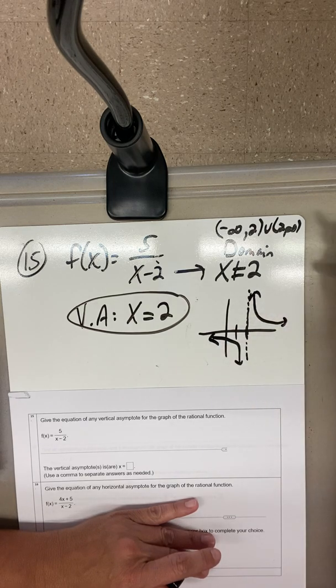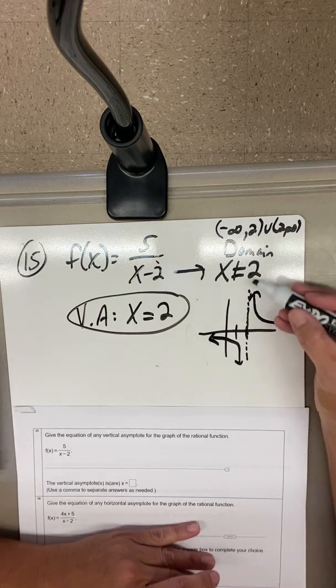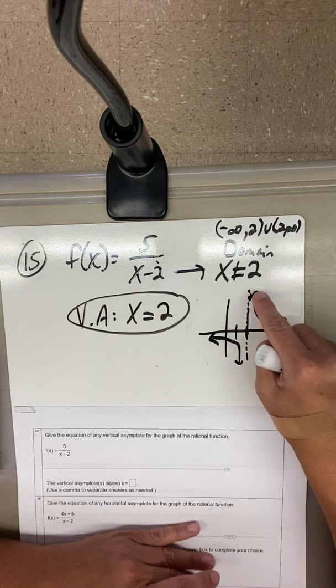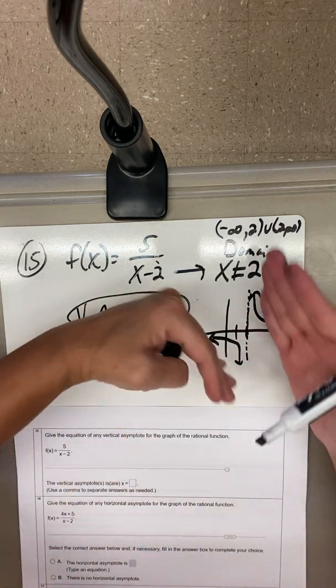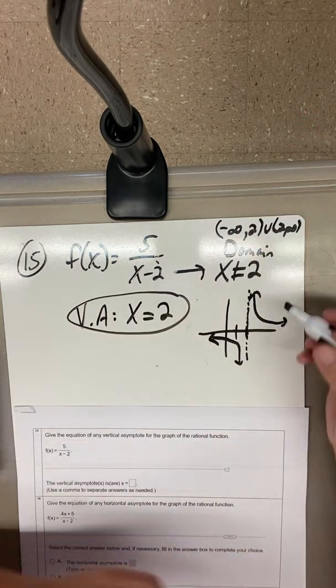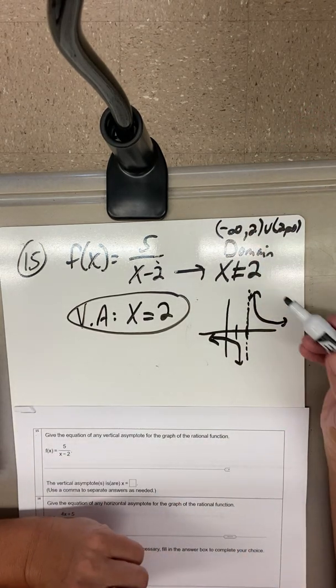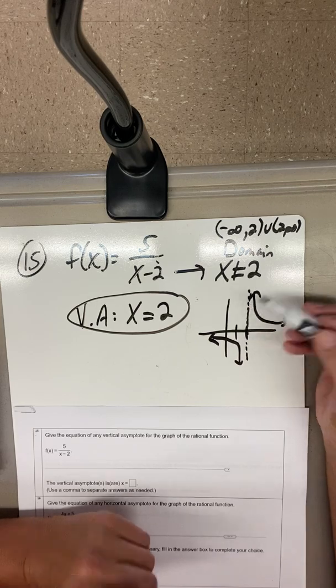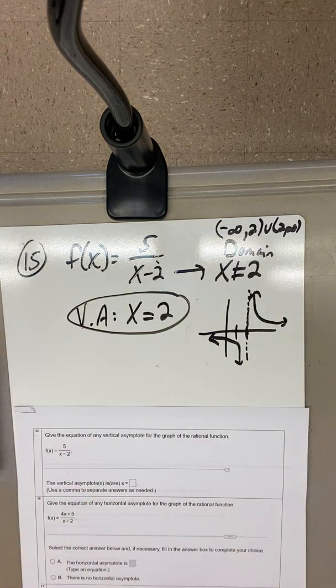Just to save us time, okay? So when you graph that, now on the calculator it doesn't show the dotted line, it just shows this. But if you use the table, there's going to be an error at 2, and you know that it looks like that, so that's the vertical asymptote.